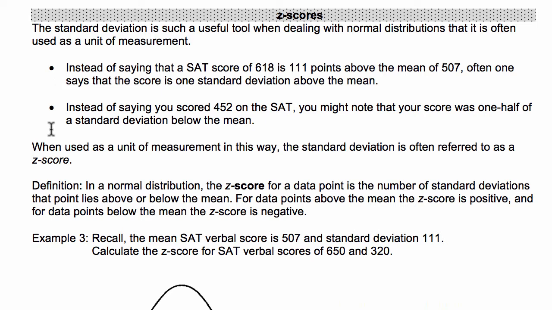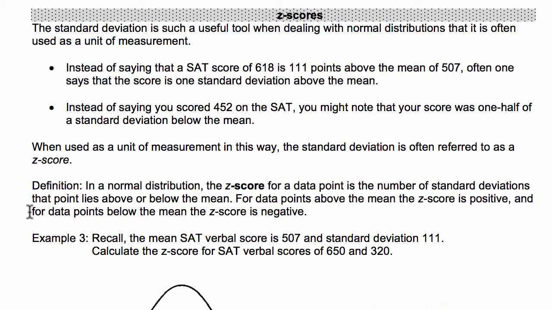Moreover, instead of saying you scored 452 on the SAT, you might note that your score was 1/2 a standard deviation below the mean. When used as a unit of measurement in this way, the standard deviation is often referred to as a z-score. The formal definition of z-score is as follows. In a normal distribution, the z-score for a data point is the number of standard deviations that point lies above or below the mean. For data points above the mean, the z-score is positive, and for data points below the mean, the z-score is negative.